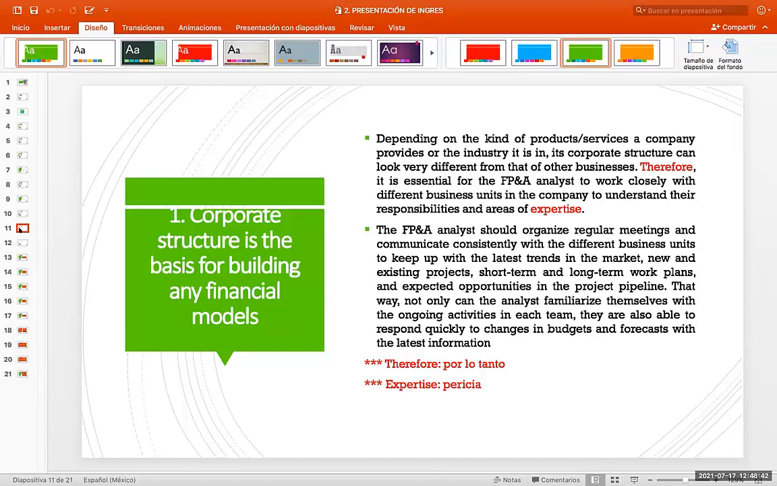This slide tells us that depending on the kind of product, service, or company provides or the industry it's in, its corporate structure can look very different from that of other businesses, and therefore it's essential for the FP&A analyst to work closely with different business units in the company to understand their responsibilities and areas of expertise. In this paragraph, again, we have "therefore", por lo tanto, is a connector, and "expertise" is like a pericia.